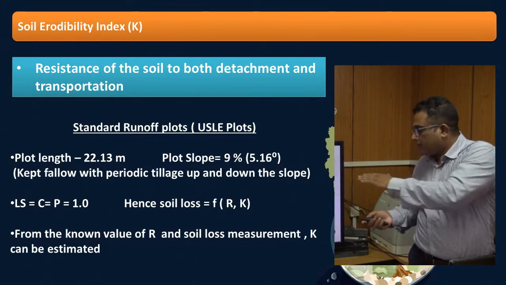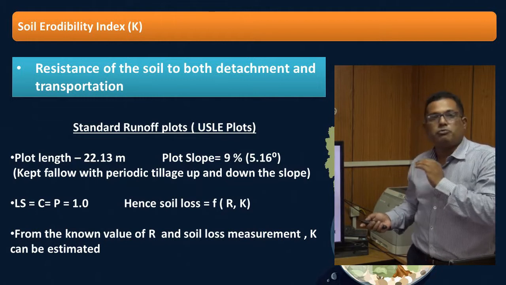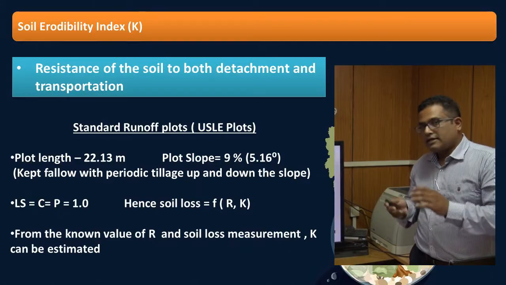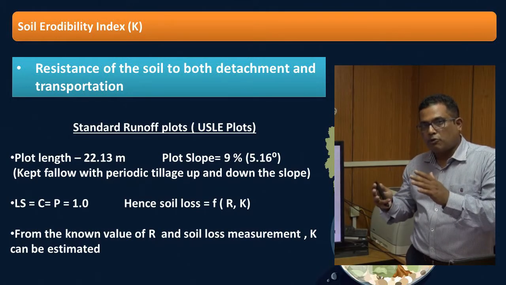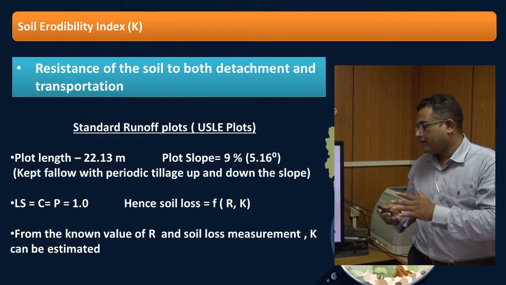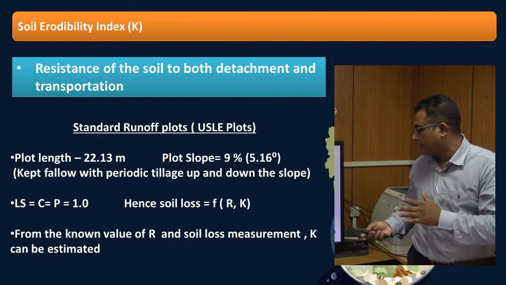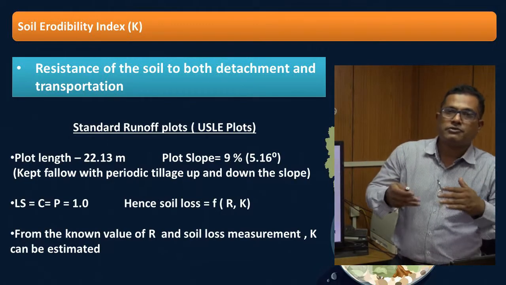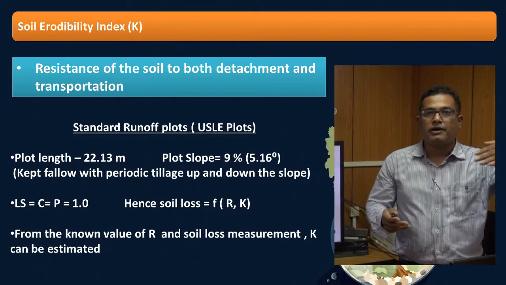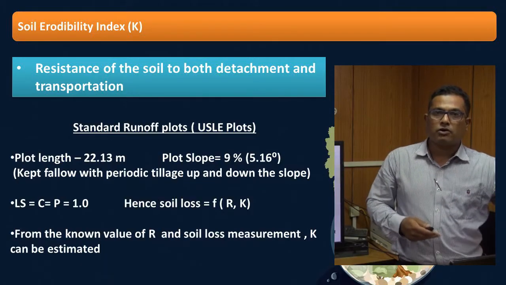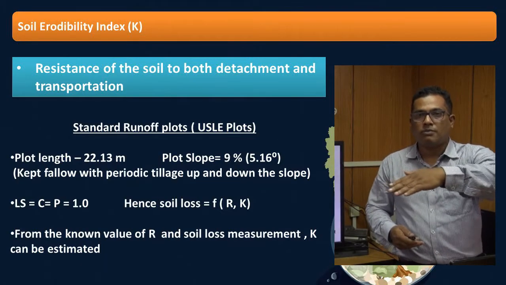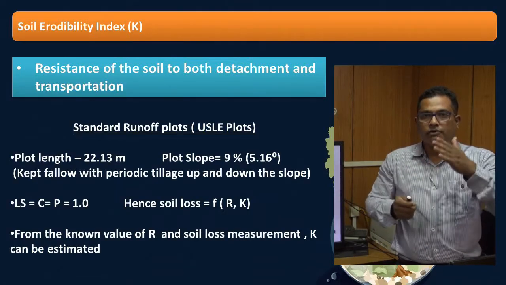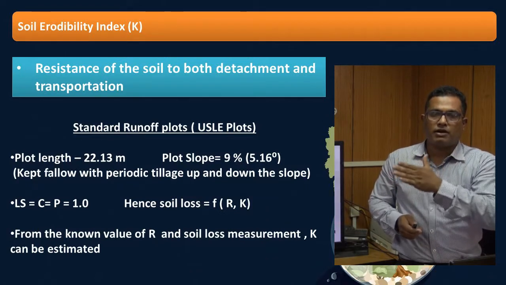So here they have kept a standard plot length of 22.13, plot slope of 9%, and have kept that plot fallow without any crop and clear of any vegetation, and the tillage operation which is done again encourages erosion, that is up and down the slope. We have studied in the agronomic measure, if we plow up and down the slope, the erosion will be more. If we plow across the slope, then it will offer resistance through ridges and furrow.